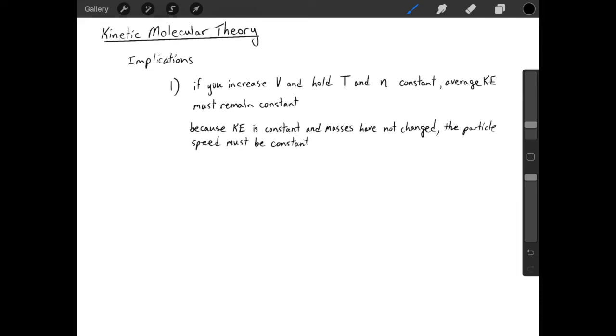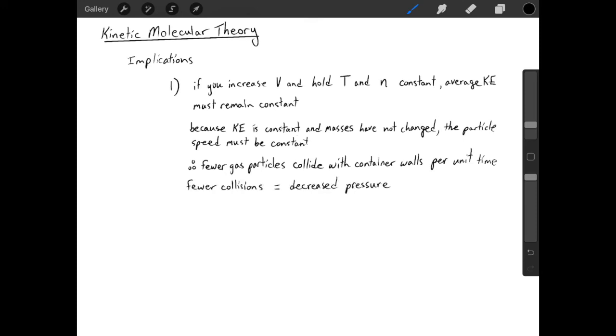If the particle speed is constant, but the volume of the container is bigger, that means that particles have to travel further before they reach the container walls, which translates into fewer collisions with the wall per unit time. And because the force of the gas particles colliding with container walls is going to be related to pressure, fewer collisions means a decreased pressure.